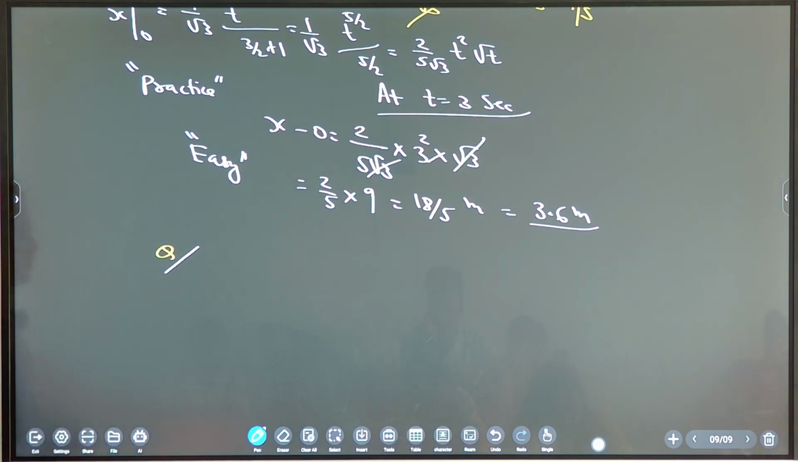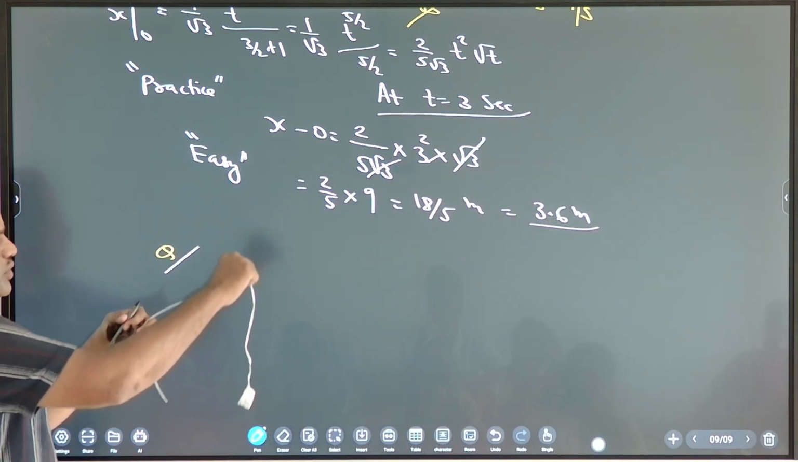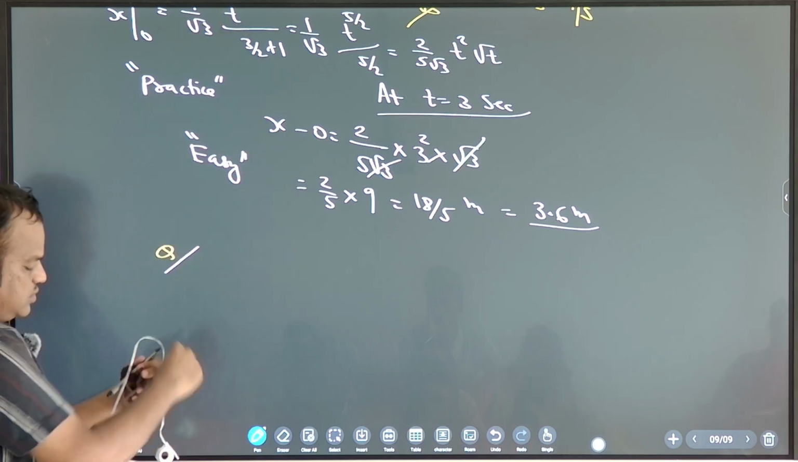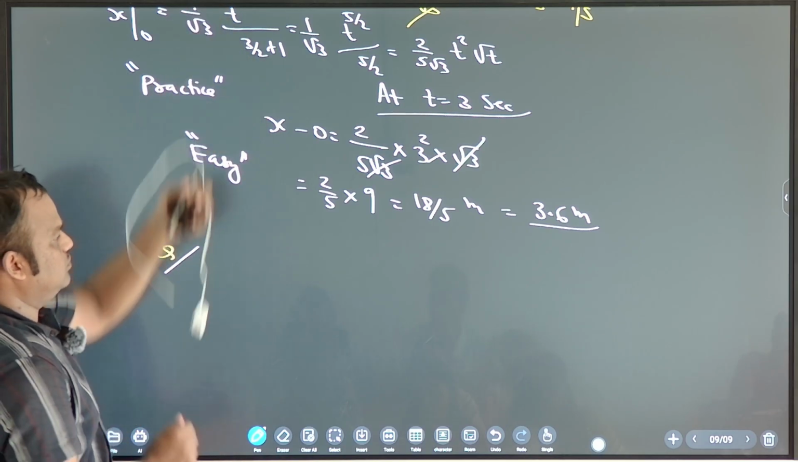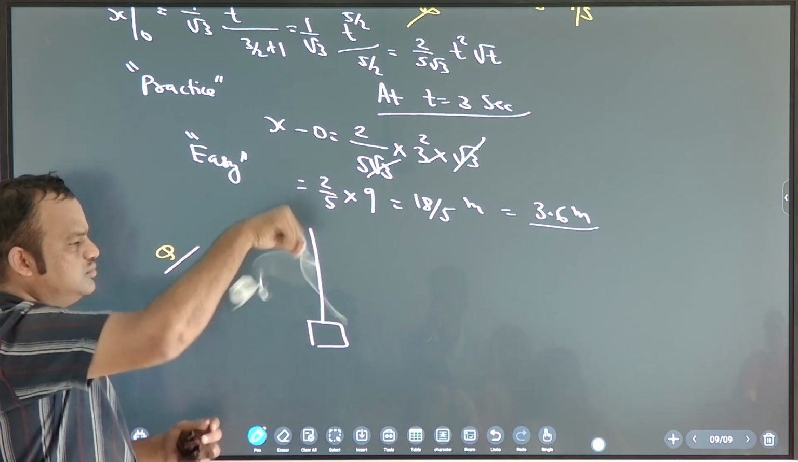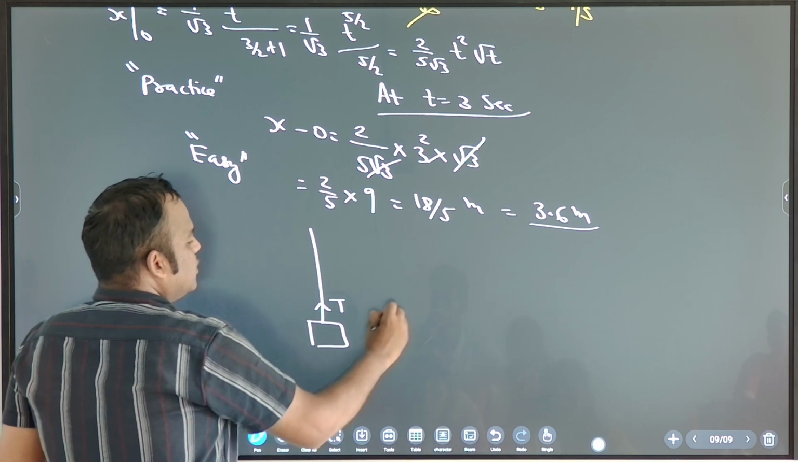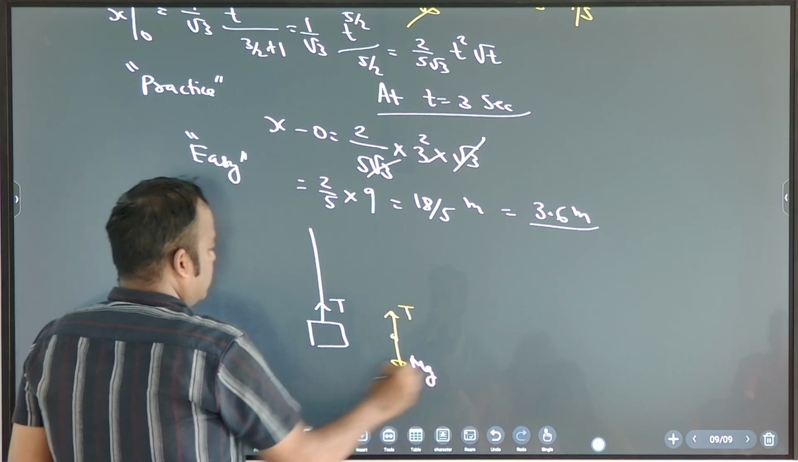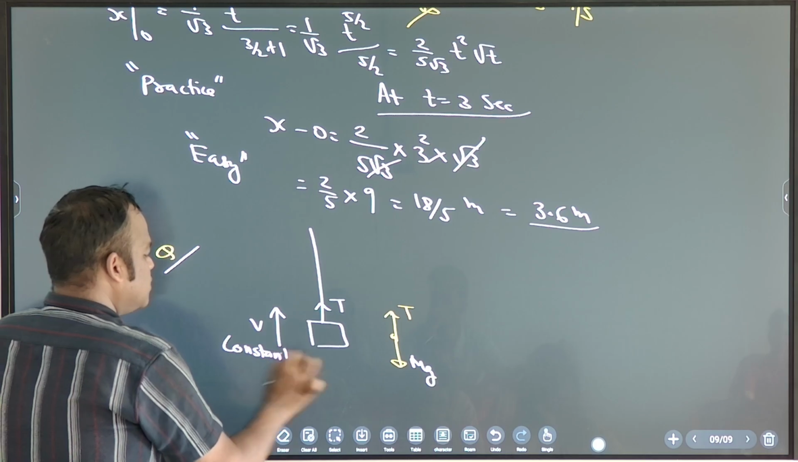When you pull something, you have to exert force. For example, this block, this object is there. I'm pulling it like this. Why is this block going up? Because of which force? Suppose this is the block, connected with a string. Tension is acting upward, mg is acting downward. Suppose it is going with constant velocity.